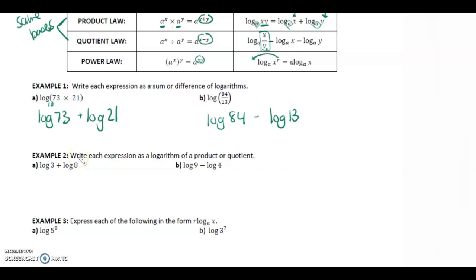Okay, or we can go backwards. So if we have log 3 plus log 8, we want to write each expression as a logarithm of a product or quotient. So specifically this time, we want product, which is multiplication, or quotient, which is division. So log 3 plus log 8 can be written as log of 3 times 8, my mistake, because they're added, that's the multiplication. Okay, and log 9 minus log 4, we have log of 9 over 4.